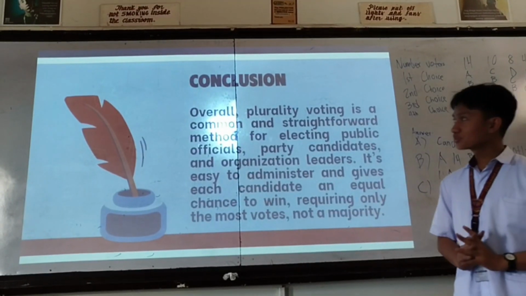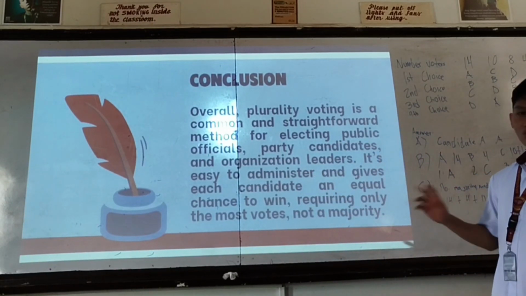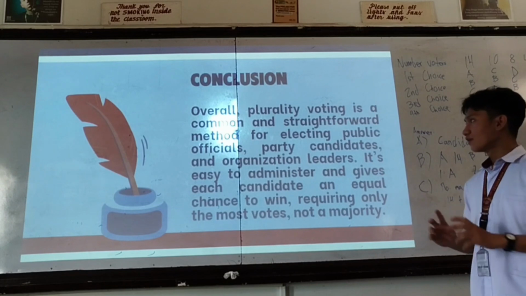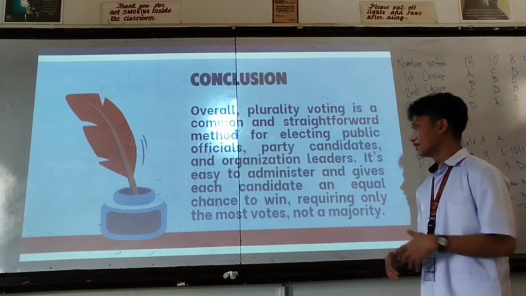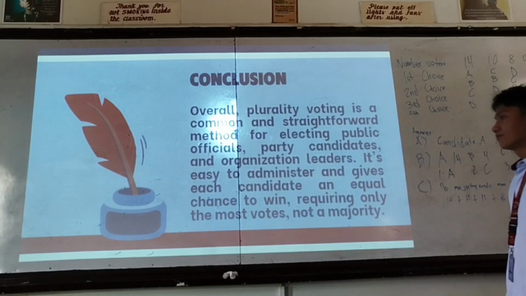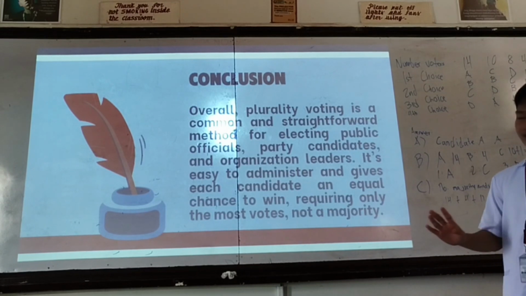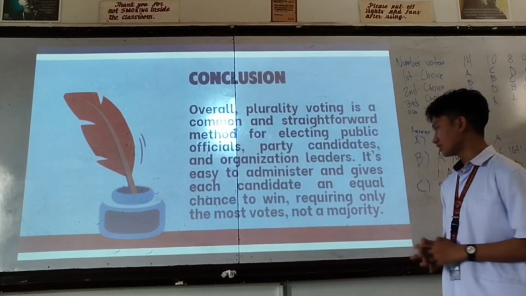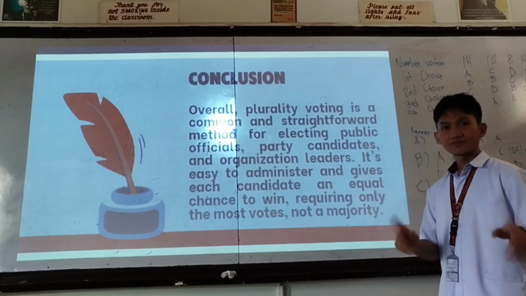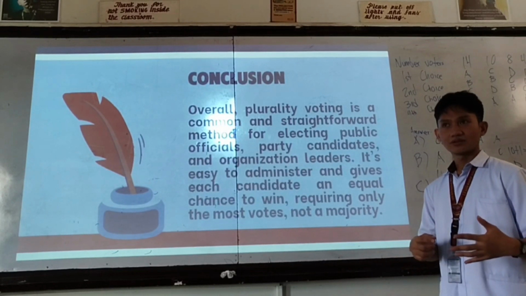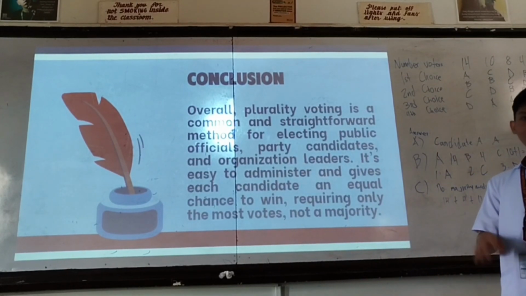Now, in conclusion, overall, the plurality method for voting is a common and straightforward method for electing public officials, candidates, and organization leaders, because it is easy to administer and gives each candidate an equal chance to win, requiring only the most votes from the tallied choices of people and not the majority.